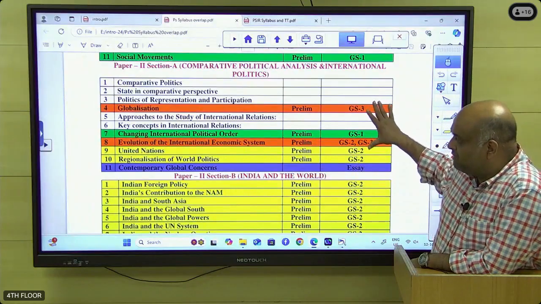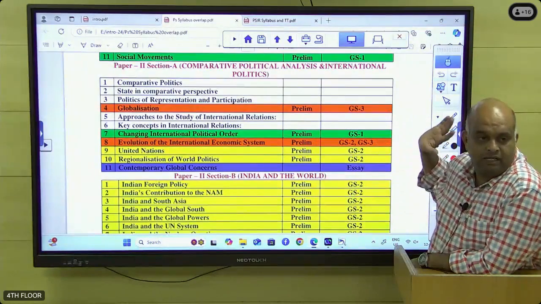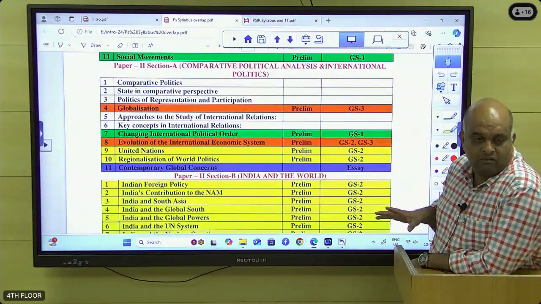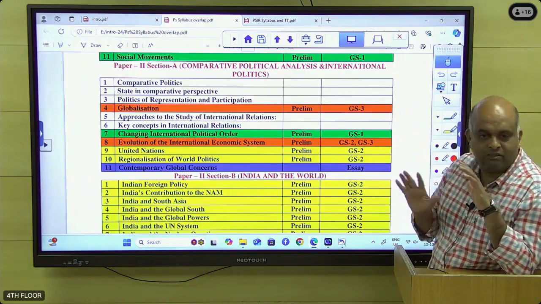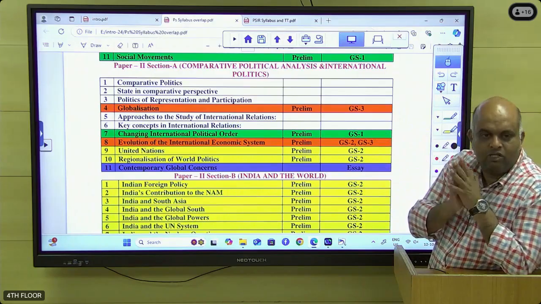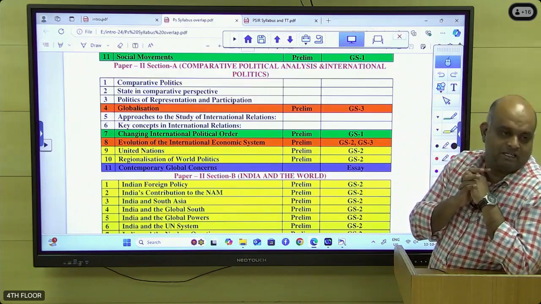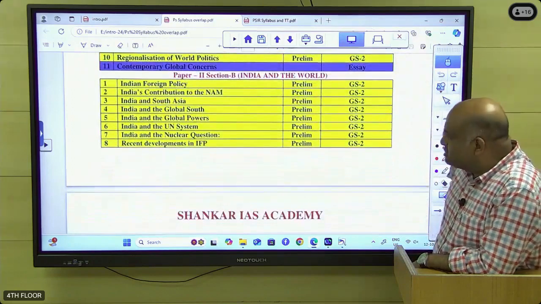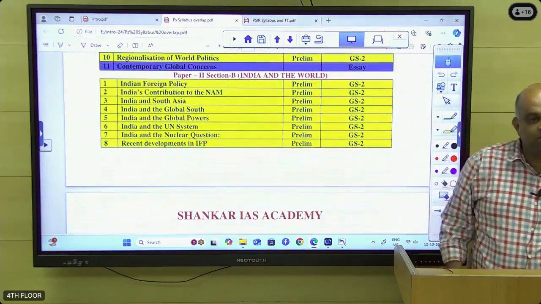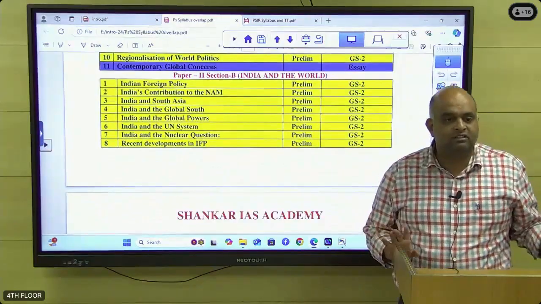So out of 11 chapters, only 5 chapters you will be reading for PSIR alone. Paper 1 also 5 chapters, paper 2 also 5 chapters. So totally only 10 chapters you are reading only for the sake of PSIR actually. And then paper 2, section B, all are GS2 only. This is the bilateral relations. Completely it is bilateral relations. It will be easy.